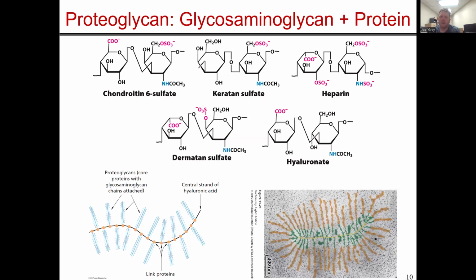Now, glycosaminoglycans and proteins. There's a couple of these: heparin, hyaluronate, dermatan sulfate, chondroitin 6 sulfate, keratan sulfate. These proteoglycans are major structural components and are very strongly and tightly held together.